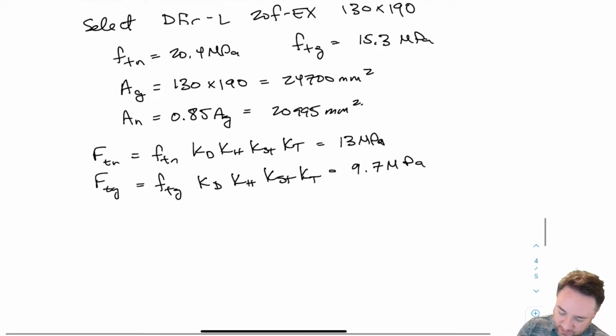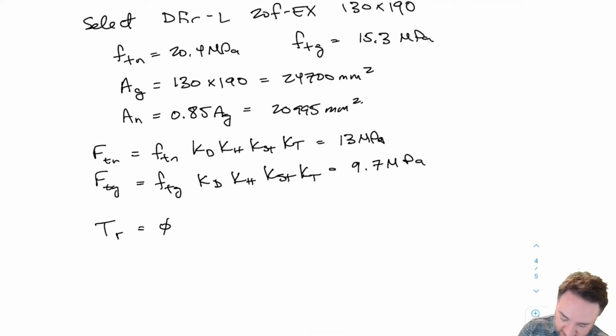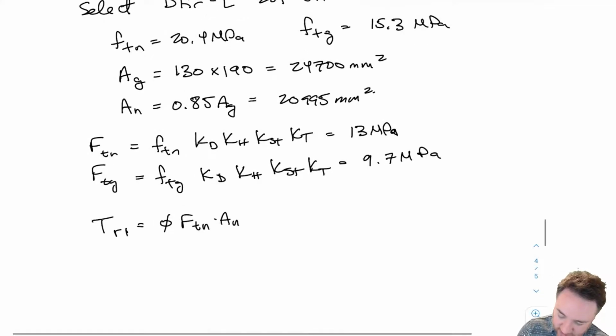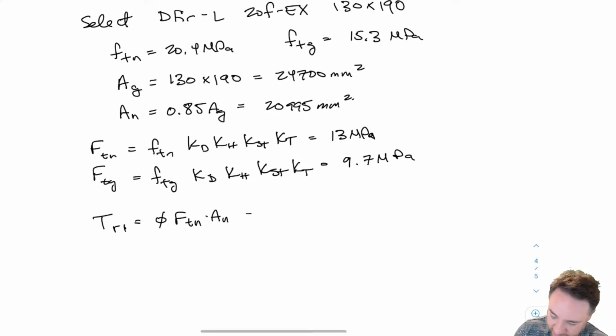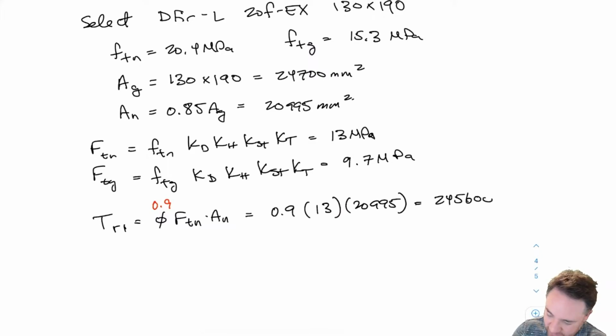And now I can do the tension resistance equation, which is phi FTN times AN. That's the first one. So this was TR1. And if I do that, and phi is 0.9, if you'll recall, then I get a strength of, so this is 0.9, FTN is 13, AN was 2995. I'm going to get 245,600. This is in newtons, so I get 245.6 kilonewtons.